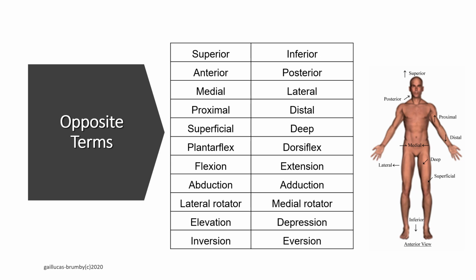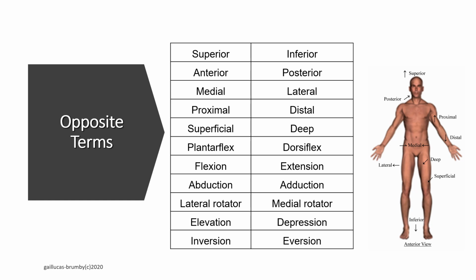Flexion is a term relating to shortening the distance with a limb. So if I bend my elbow and bring my arm up towards my body, that would be a flexion. Whereas extension, I would be straightening my arm and taking it away from the body. So flexion and extension are opposites.